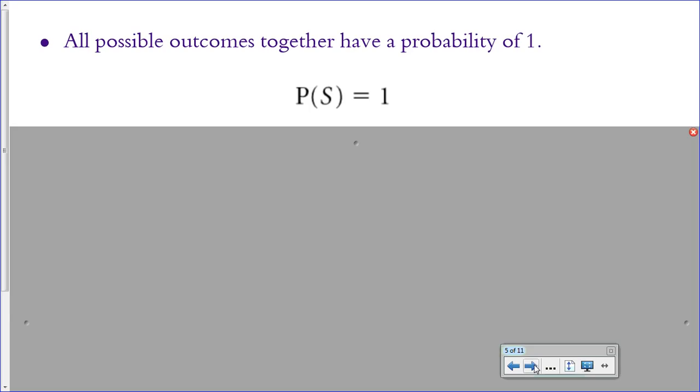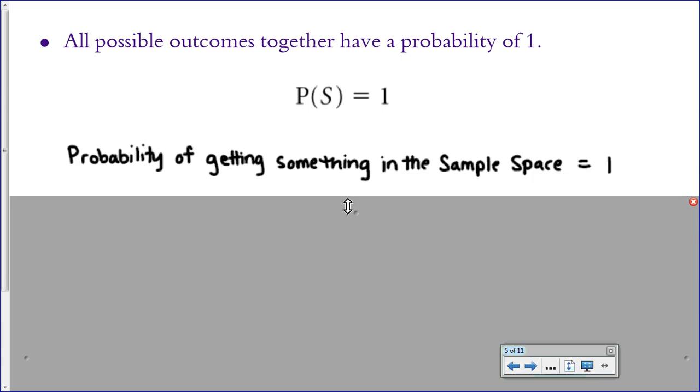All possible outcomes together have a probability of 1, or you could think about this otherwise expressed as the probability of getting something in the sample space. If you reach into the sample space and pull something out randomly, you're certainly going to get something in the sample space. So the probability of getting something in S is 1.